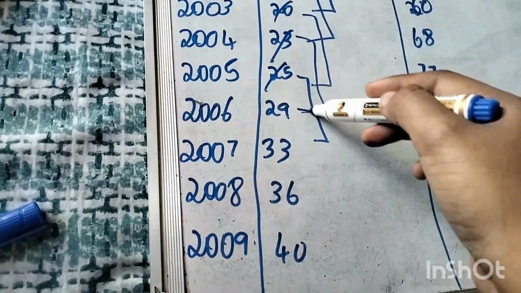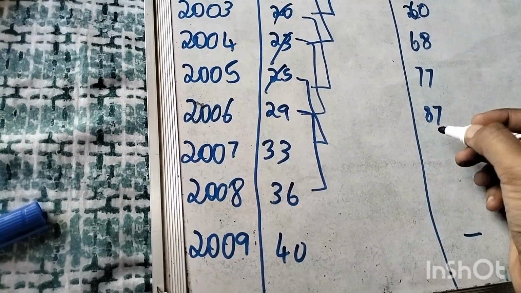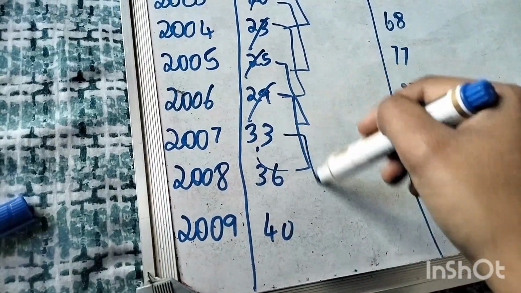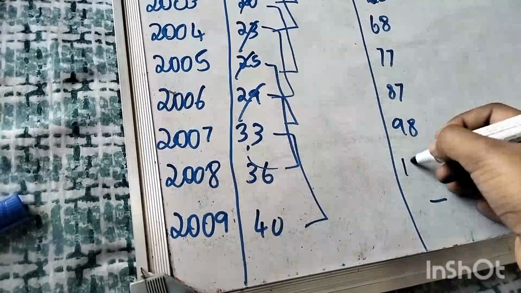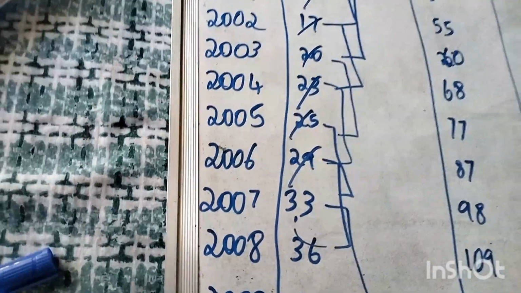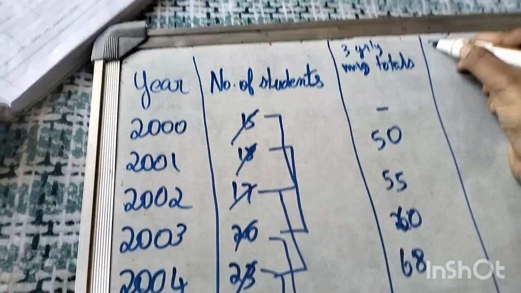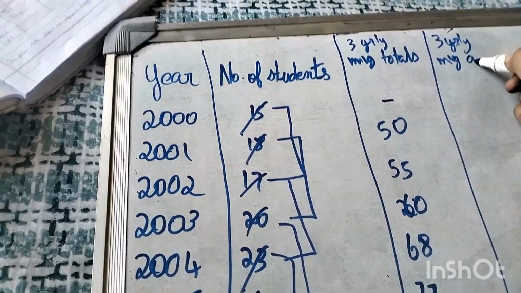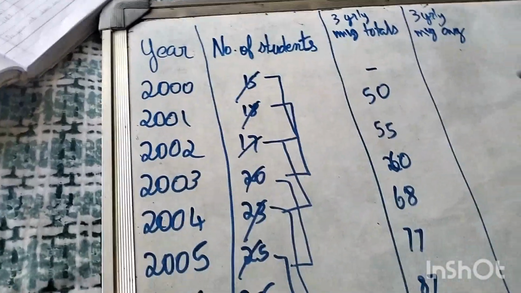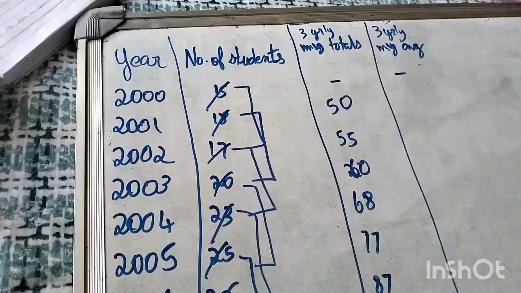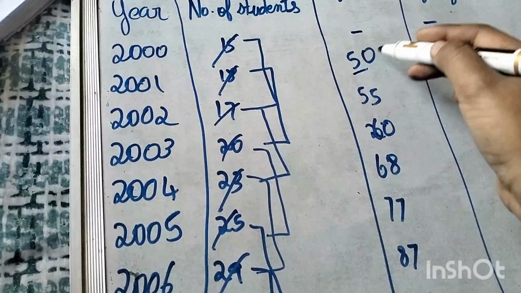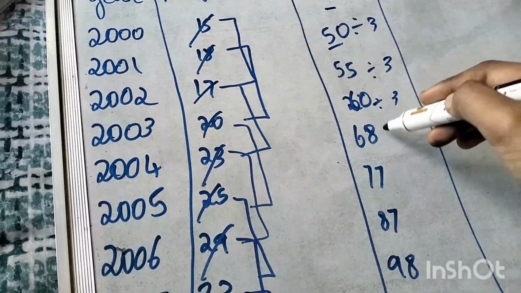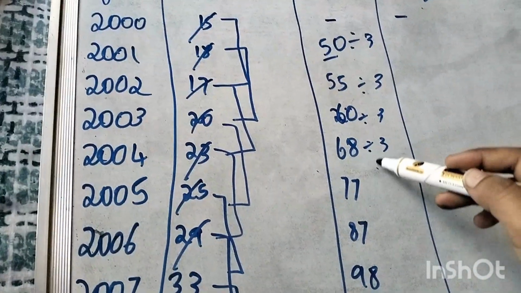Score out the next three values. That's going to be 98, and then 33, 36, and 40. It's going to be 109. And the last table is going to be 3 yearly moving averages. So again, the first and the last will be blank, and then you just divide this number by 3, by 3, by 3, by 3, and it goes on.